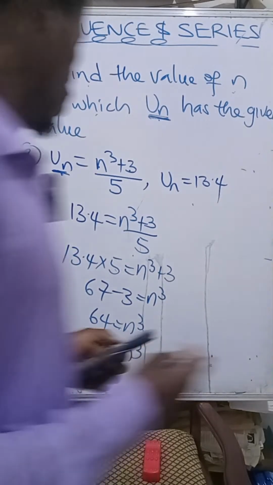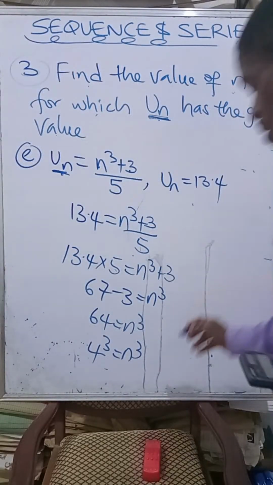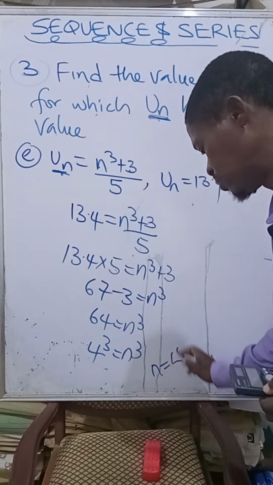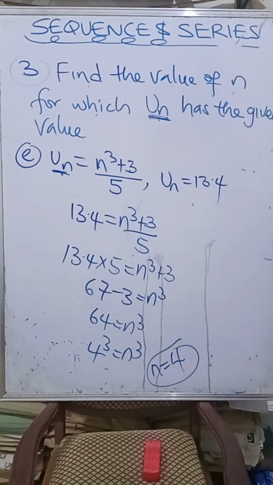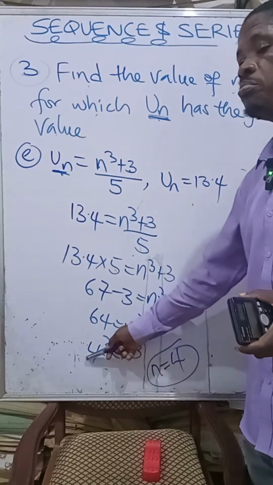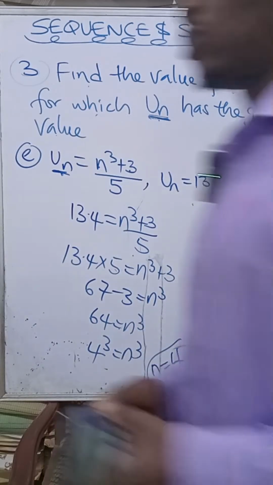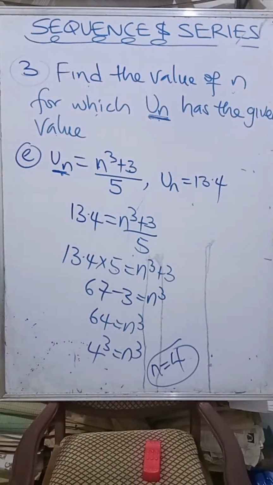So in this case now, we have equal powers. When the powers are equal, the bases will be equal to each other. You can see 3 on the power here, 3 on the power here. So that makes the bases equal to each other. So that's that on this particular question.